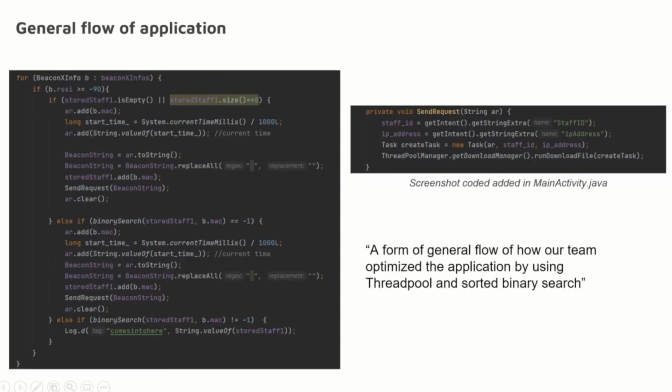For the general flow of the application, the SDA will log in with staff ID and IP address. Beacons that have more than or equal to negative 90 dBm will be checked first, then undergo a sorted binary search algorithm before creating a thread to send a post request.